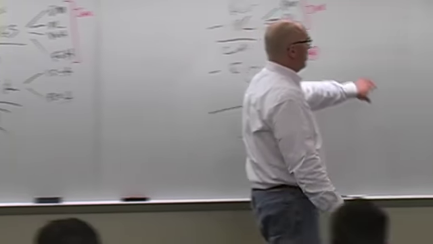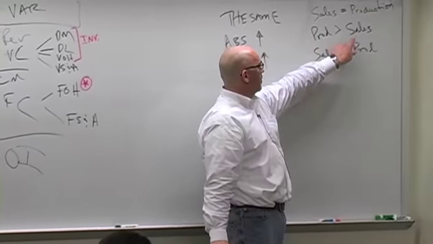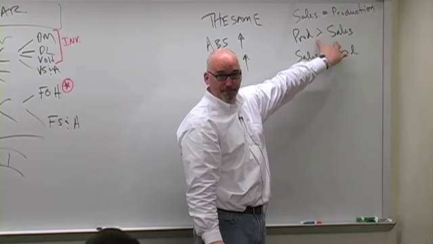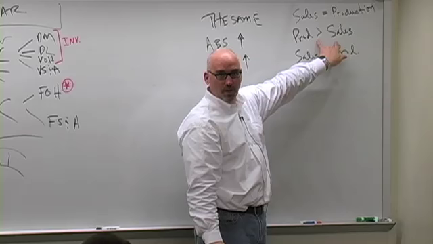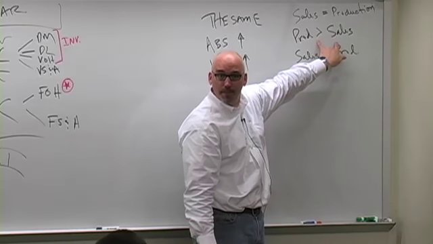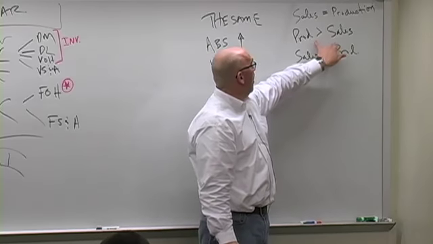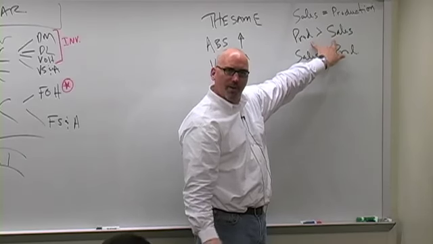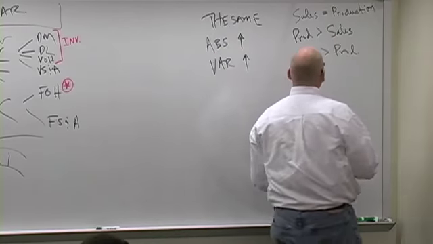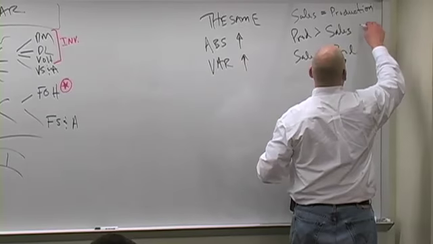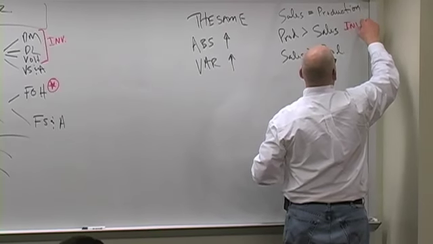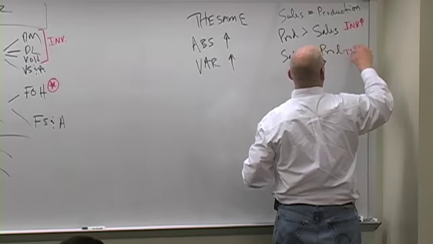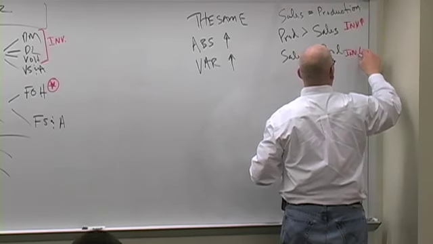When this is true, when production is greater than sales, what's going to happen with inventory? Is inventory going to go up or down? Down? When we make more than we sell? Up. Exactly. So inventory is going to go up here, okay? And so here inventory is going to go down.